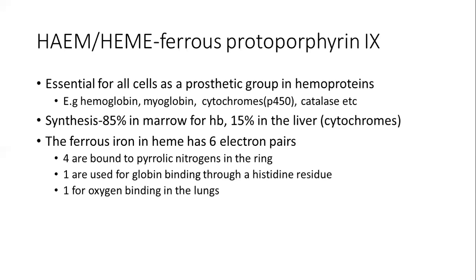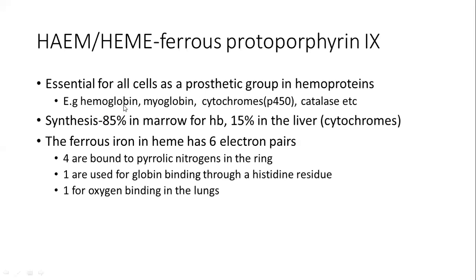Which are the areas where you would get this ferrous protoporphyrin or heme? You will get this kind of combination in hemoglobin. You may get it in myoglobin. You may get it in cytochromes, especially cytochrome P450. You can get it in other enzymes like catalases, etc. So this ferrous protoporphyrin or heme as a component can be found in various other structures or substances.